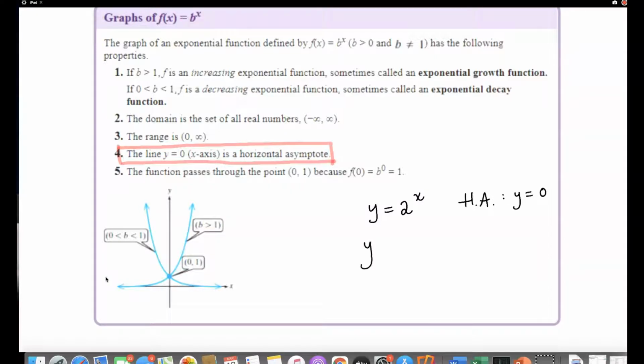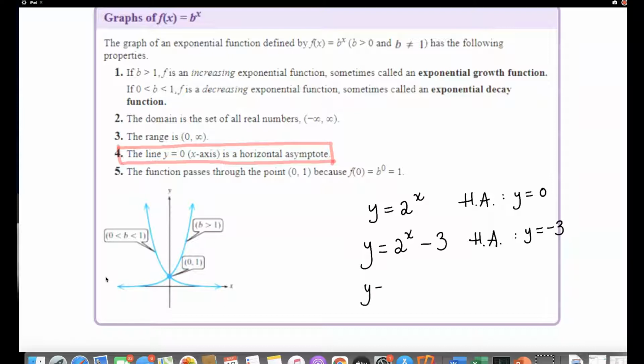But if you have y equals 2 raised to the x power, and say that you subtracted 3. So what will that do? That minus 3 will shift the graph down 3 units, right? So the horizontal asymptote will shift down to y equals negative 3. So it depends on the vertical translation.